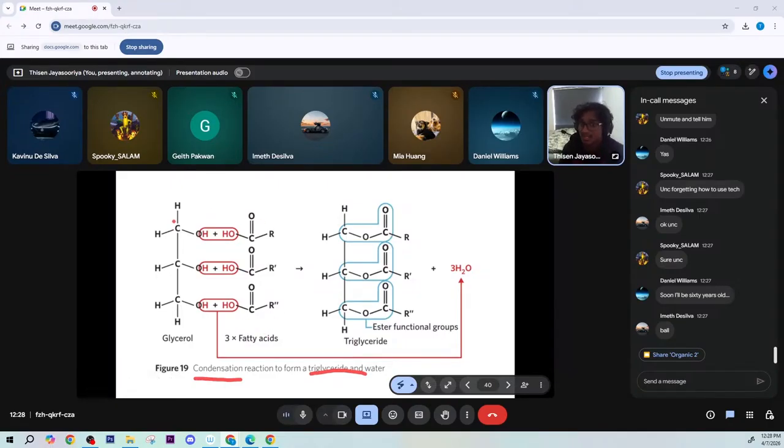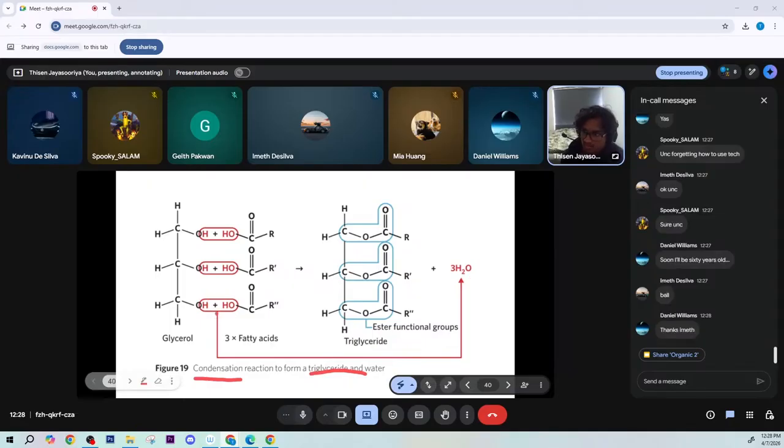So a fatty acid reacting with a glycerol produces a triglyceride, right? Plus 3 water molecules. So here what you can see is that these 3 waters are getting lost, right? These 3 water molecules will be lost. And what's going to happen is that these 2 ends just join up with one another to form this ester functional group, aka our triglyceride, right?